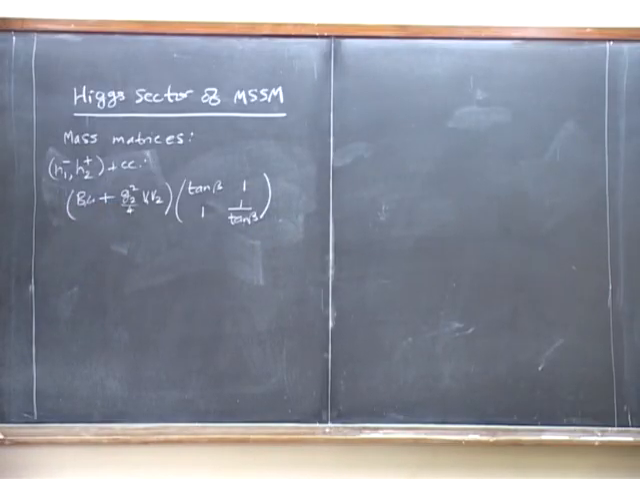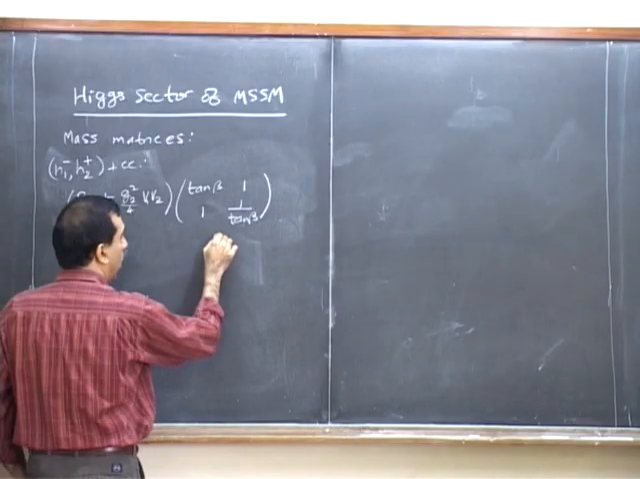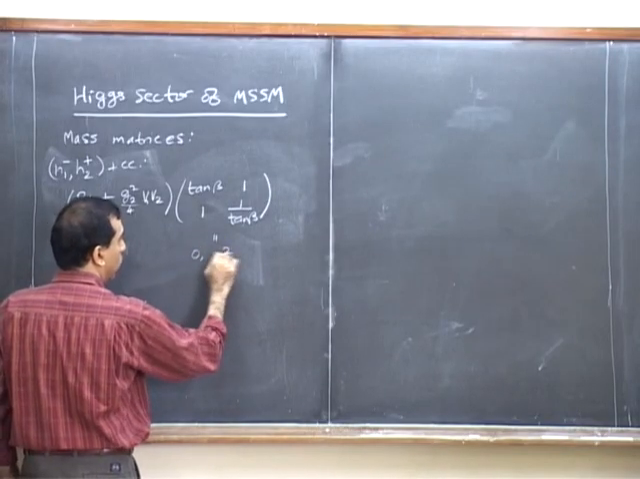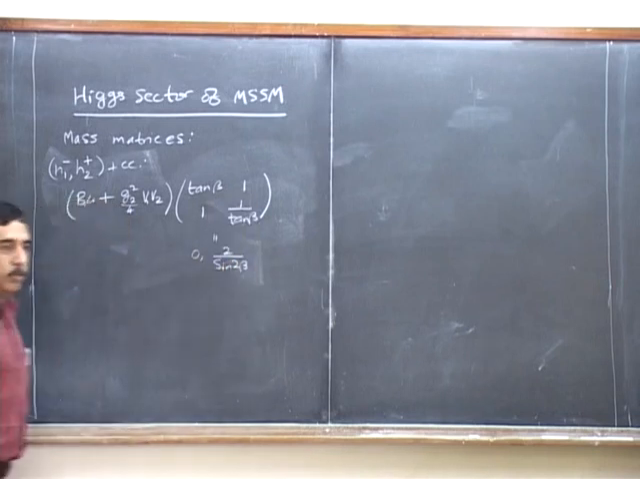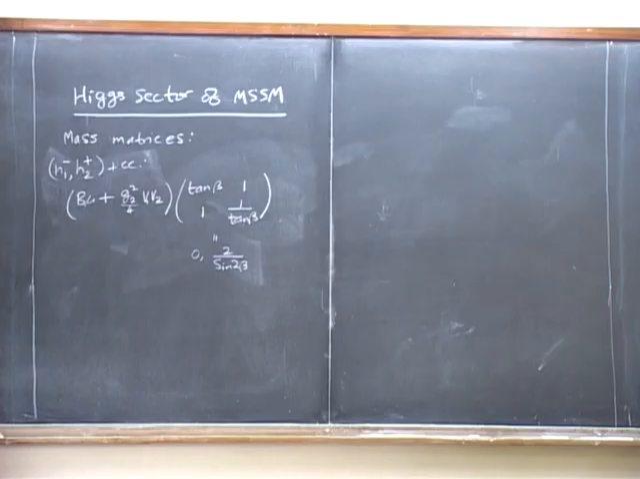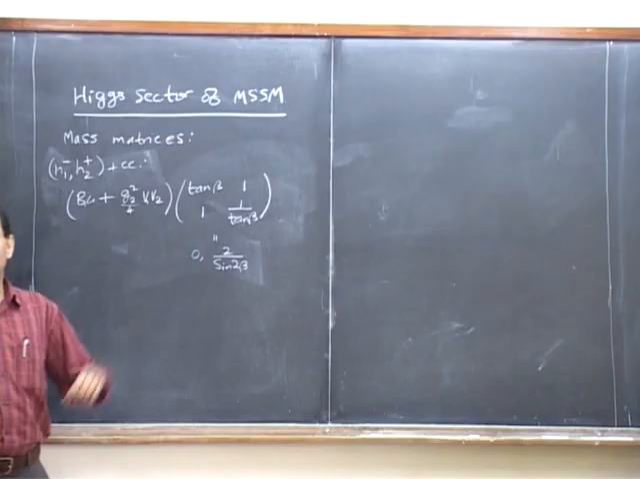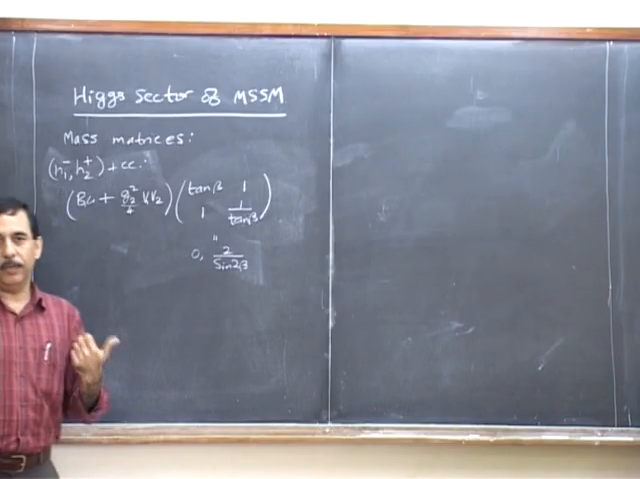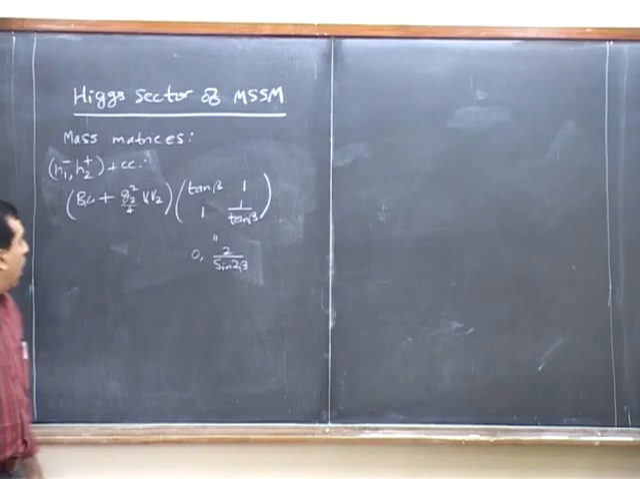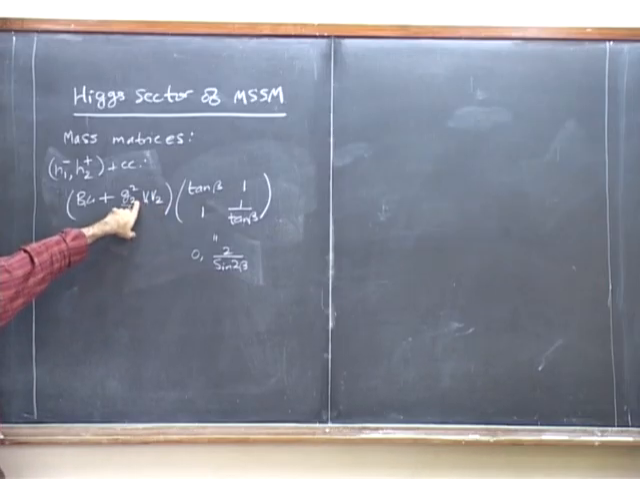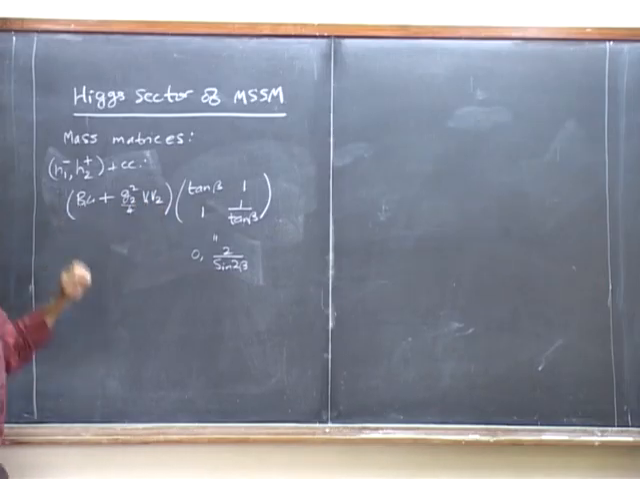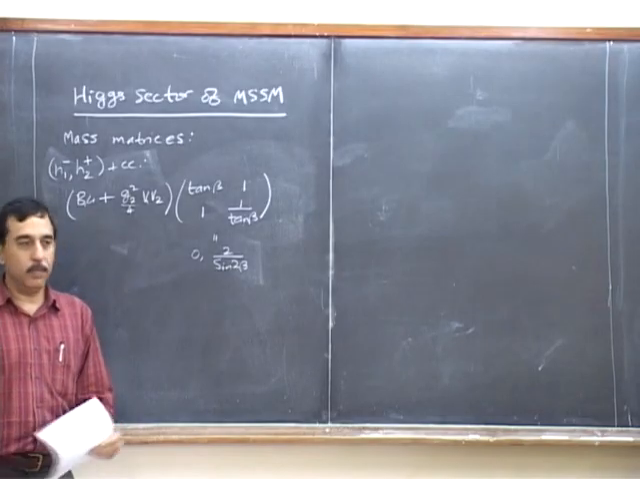And the eigenvalues of this matrix are 0 and 2 upon sin 2 beta, which is the same as the sum of these two. Okay. And just to remind you what everything is, tan beta is v2 over v1, where v2 and v1 are the vevs of the two different Higgs. And those appear here also. g2 is the coupling constant of SU(2), and B is a soft breaking parameter, and it's very important in all this discussion.